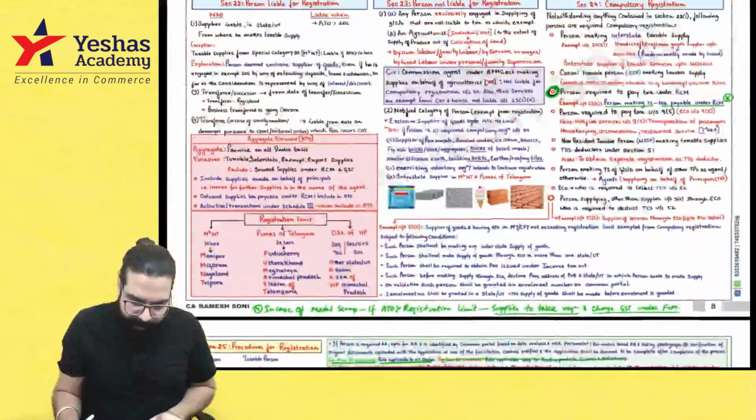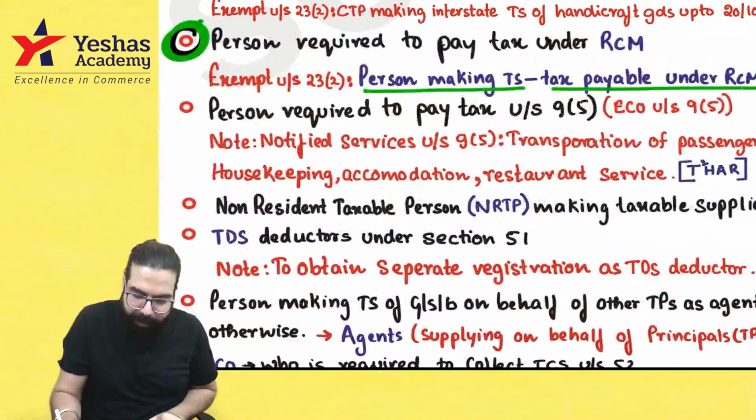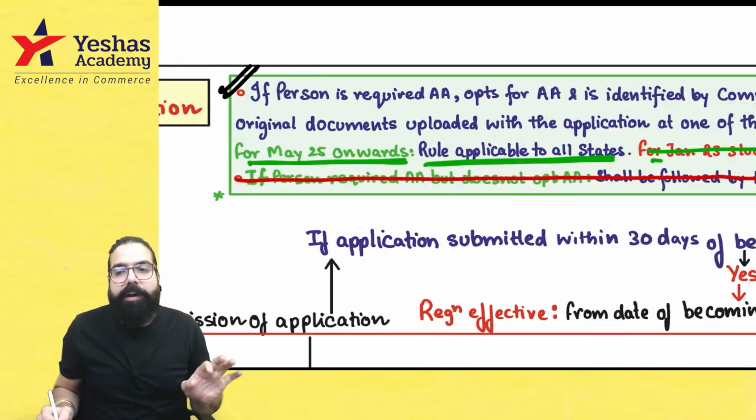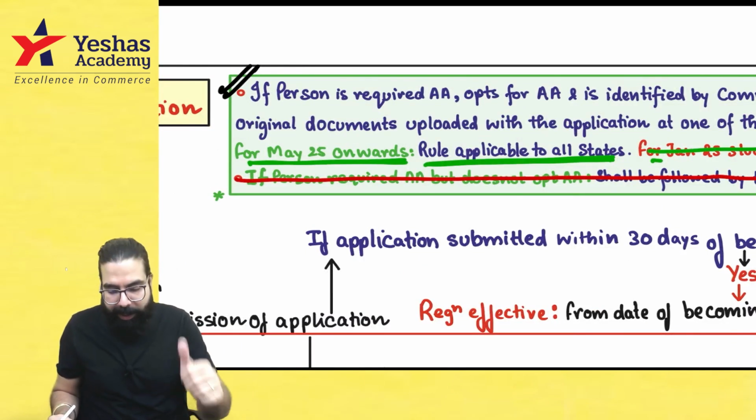So in the registration chapter, I told you number 1, the metal scrap point. Number 2, I told you biometric based Aadhaar authentication is now applicable across India. I hope this point is clear.